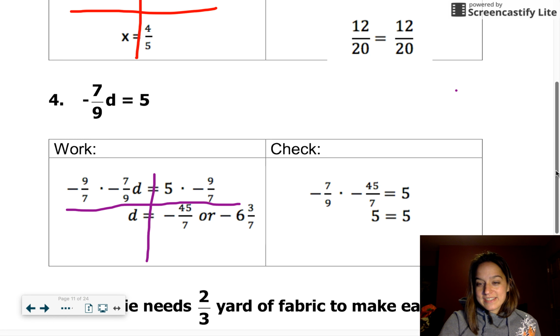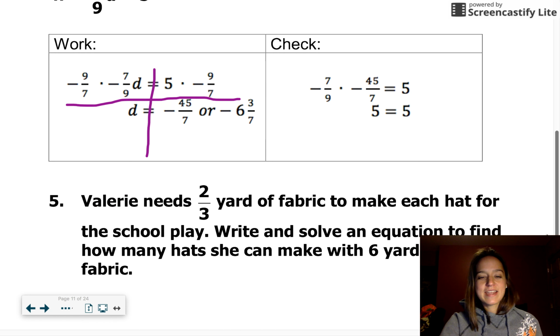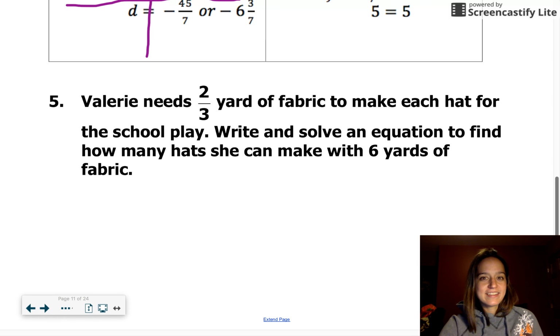Last problem, boys and girls. Last problem. I know it's been a little long, but you can do it. So here is the last problem. It says Valerie needs 2/3 yards of fabric to make each hat for the school play. Write and solve an equation to find how many hats she can make with 6 yards of fabric.